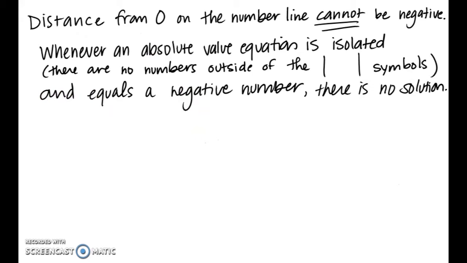Now remember, distance from 0, which is absolute value. Distance from 0 on a number line cannot be negative. So when we have an absolute value equation, you need to make sure that it's isolated, which means there's nothing else, no numbers outside of those absolute value symbols. If this absolute value expression is equal to a negative number, then that means there's no solution because it's not possible for an absolute value to equal a negative. Here's an example. If |x| = -3, we know that there is no solution. Because when you plug in a positive or a negative value for absolute value, you get a positive number out.